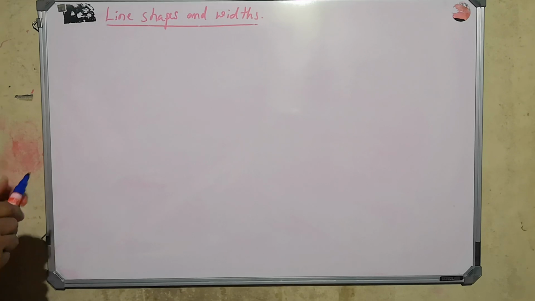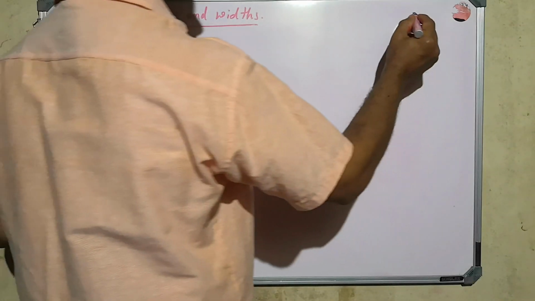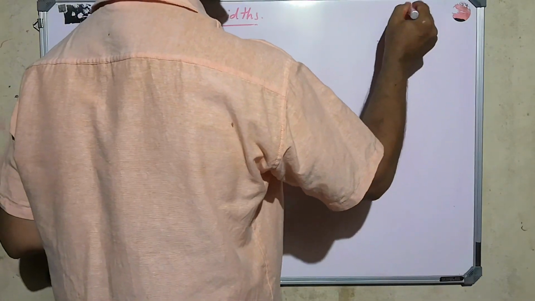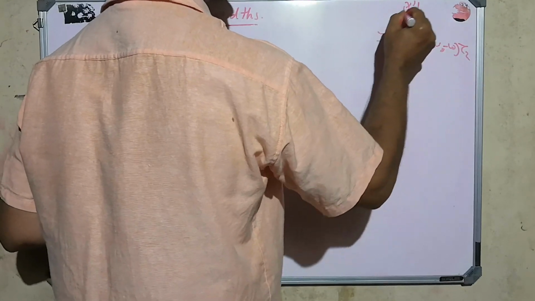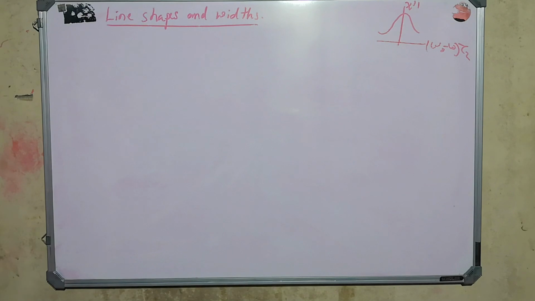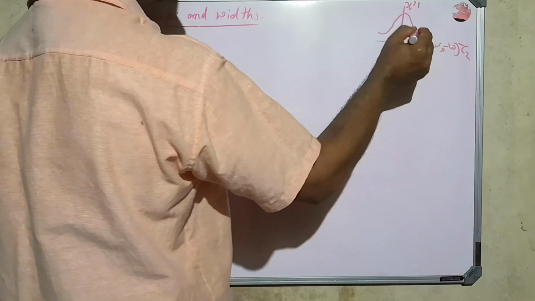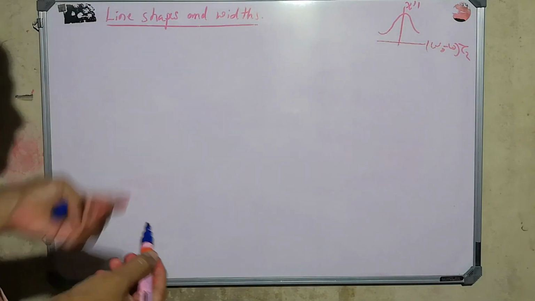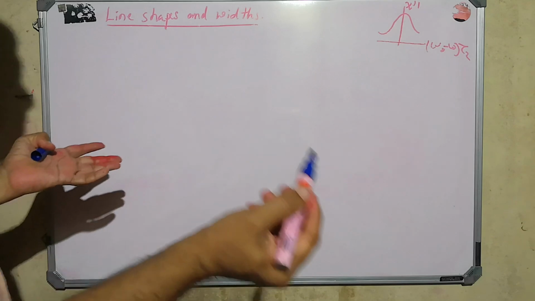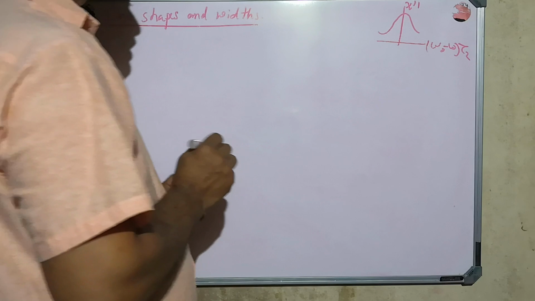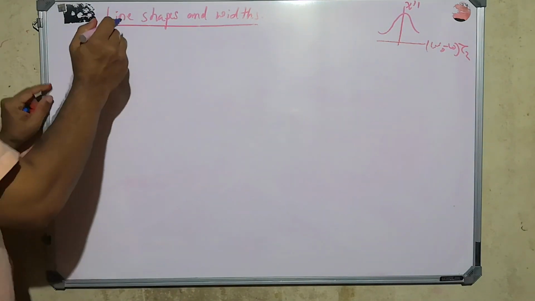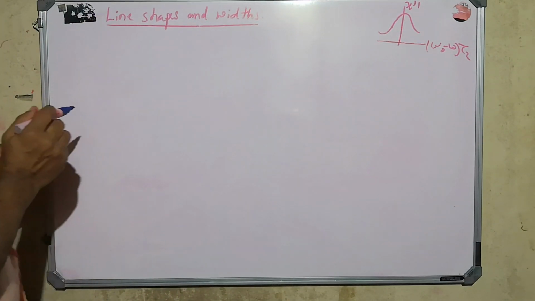Next, we will discuss line shapes and widths. That means, here when you are considering the absorption curve, chi double dash versus omega naught minus omega into tau 2 graph, what is the shape of the graph? Whether this resonance curve is sharp, or Gaussian, or flat, what contributes to the shape of the resonance curve, that we have to discuss under line shapes and widths.